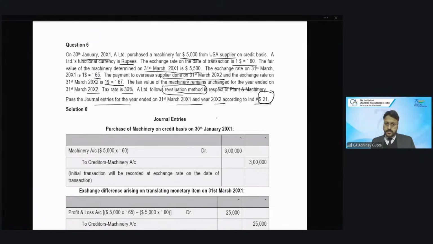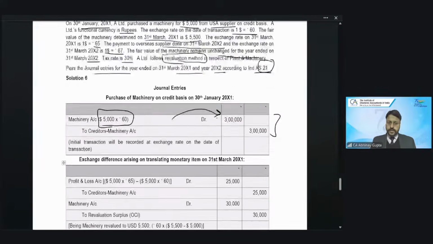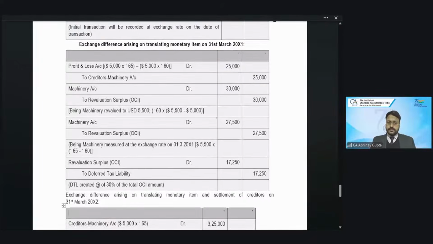$5,000 into that rate of the exchange is 60, 5 and 6 lakh, 3 lakhs rupees. Machinery account debit to creditors account. Correct. So machinery to creditor account. And right, immediately we are doing, yes, sir. Also, we have done the revaluation.